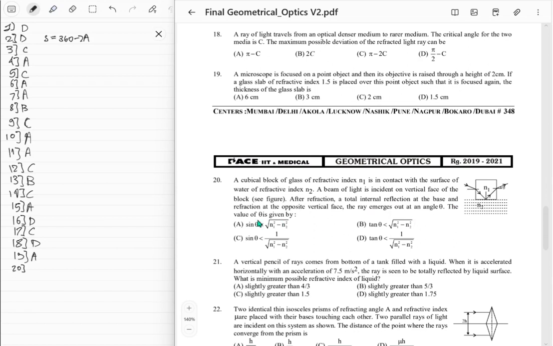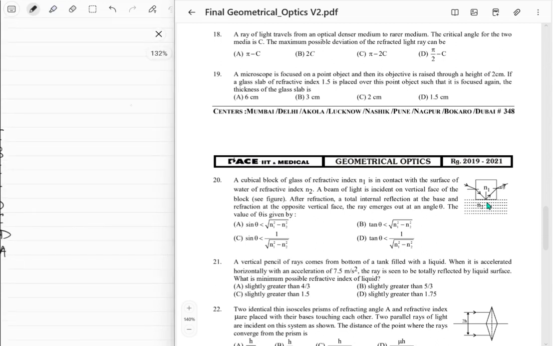Total internal reflection at the base and refraction at the opposite vertical face. Right. Oh okay, you want an inequality. That's understandable. This angle must be bigger than the critical angle, which is just sine inverse of n1. Let's call this angle theta. Then this angle is also theta, so this thing is just 90 minus theta.